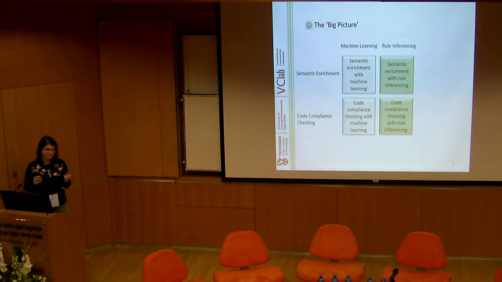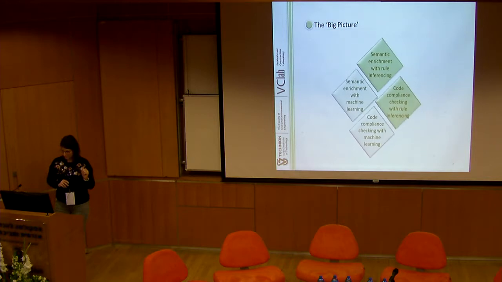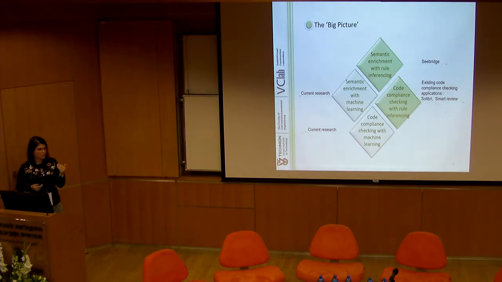So we have the, I'm going to say, traditional approach of logical rules, rule inferencing, but we also have the approach of machine learning. And the reason I have these two different colors here is because those two subjects that are highlighted in green are actually subjects that were explored before. So for instance, we have a research project called Seabridge that showed very good results for using rule inferencing for semantic enrichment.